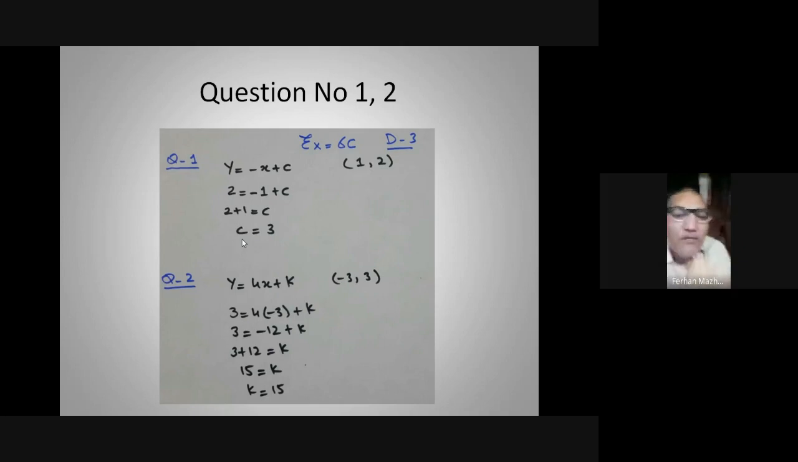And the c is obviously, what is the c here? This is the y-intercept. So this was question number 1. Question number 2 is on the same lines.